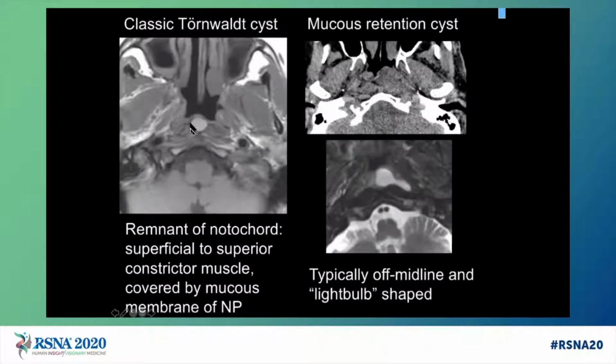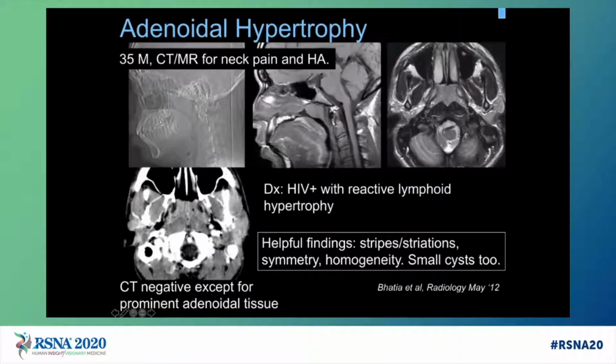Another lesion that we commonly see in the nasopharynx is the mucus retention cyst. These are also submucosal masses, but they are typically located off midline and have this characteristic light bulb shape that we see so clearly on a T2-weighted MRI. Adenoidal hypertrophy, we mentioned, is common in children, but we also can see it in adults, especially an adult like this patient who happens to be HIV positive.